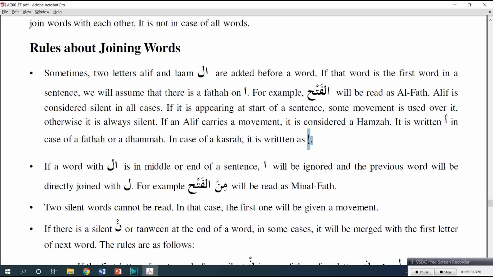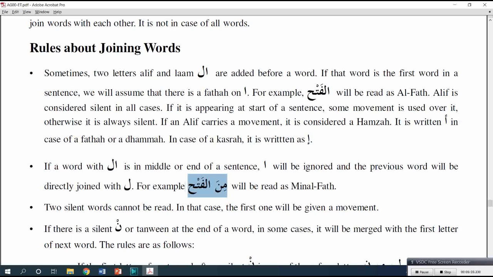If a word with alif lam is in the middle or end of the sentence, the alif will be ignored. If this alif lam comes not at the start but in between something, then you'll have to ignore the alif. An example is these two words: first is mina, and then second al-fath, but when they are combined, you will say min al-fath. So this alif you will ignore. Min al-fath, so this will appear in that way, and you'll have to pronounce it in that way. But if al-fath is just started, then you'll have to call it al-fath in that way.